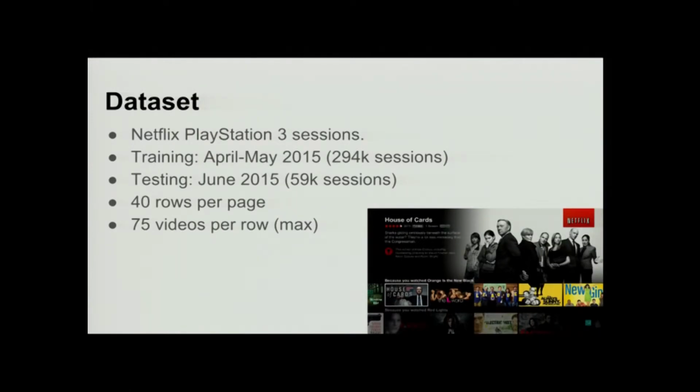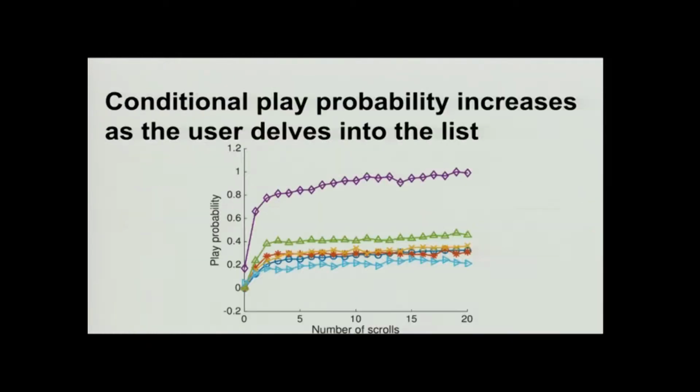Experiments. We tested this framework on a real data set from Netflix PS3 sessions. We trained on 2 months of data, and then tested on 1 month afterwards. In the pages, we prefetch 40 rows of pre-computed rows, and for each row, there are no more than 75 videos.